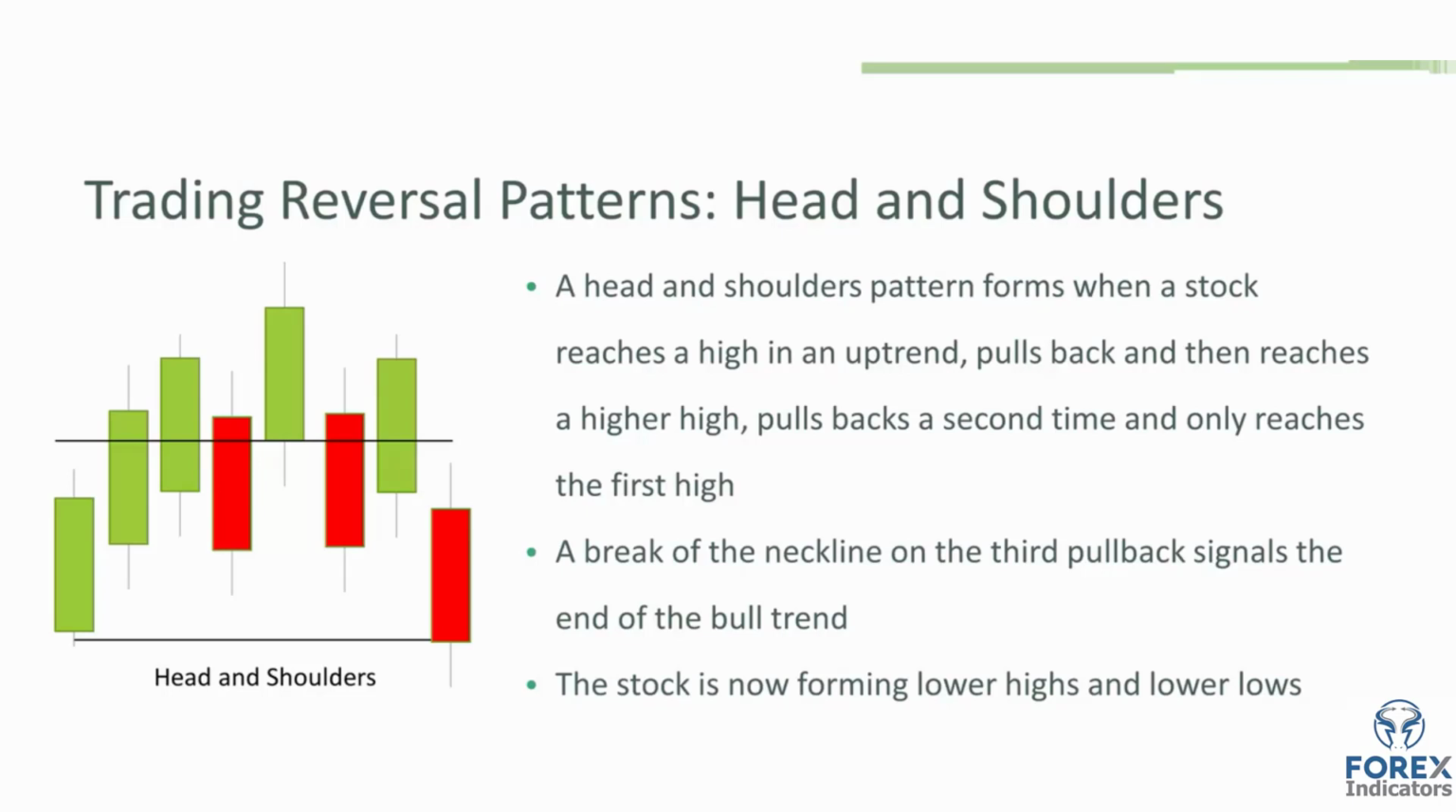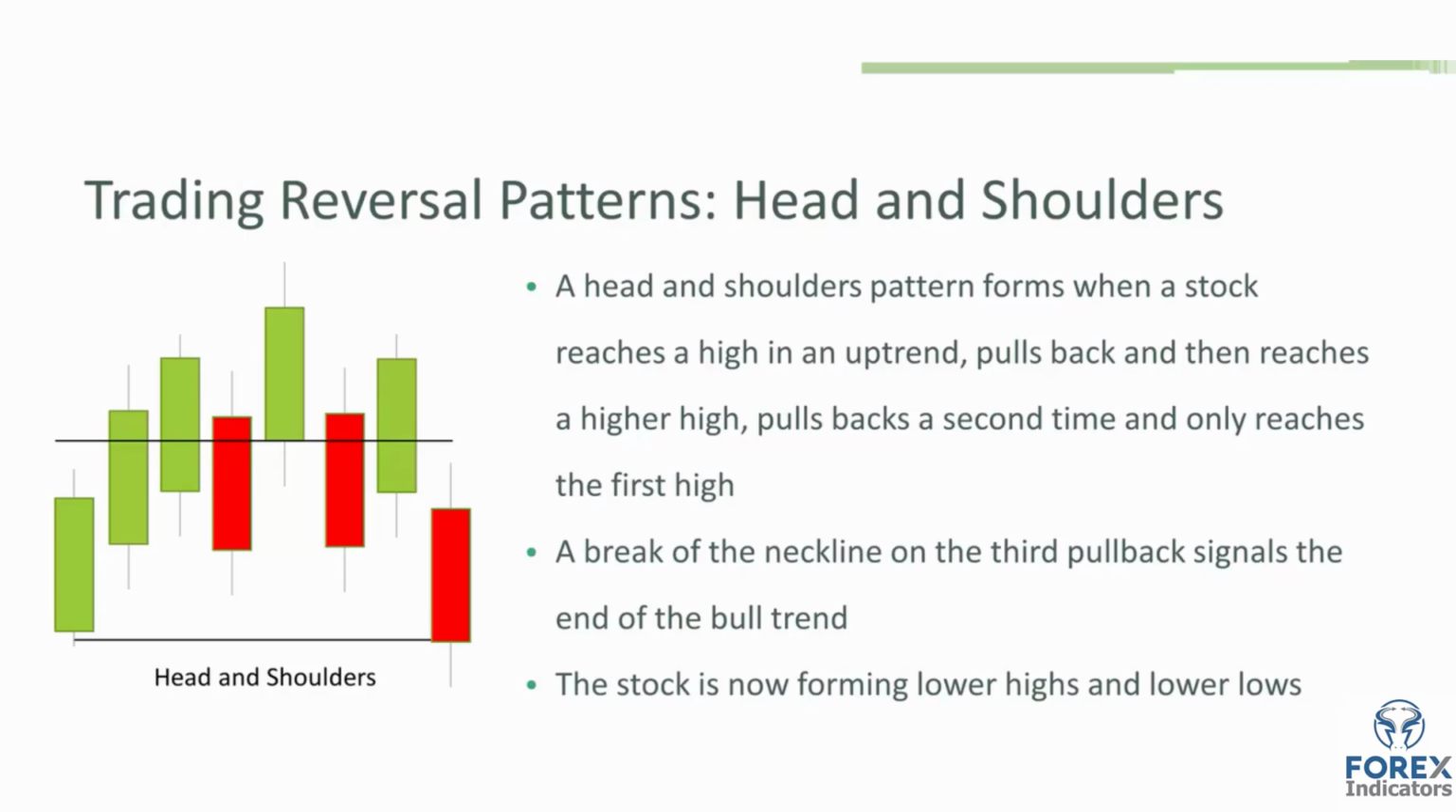So it's now in the process of making a lower high after this second pullback, and then the stock continues to make a lower low when it breaks through the neckline of the pattern. And the neckline is the trough of the first two pullbacks. So what we have going on from a psychological level is that the stock is performing as it should, making a higher high and a higher low, but then that pattern reverses itself, and we have the stock making a lower high and then a subsequent lower low.